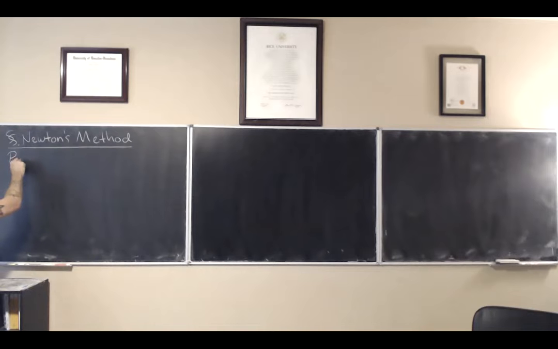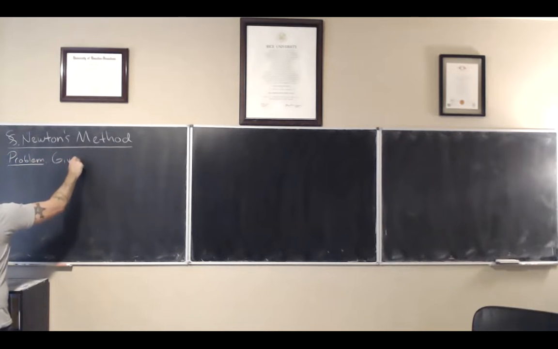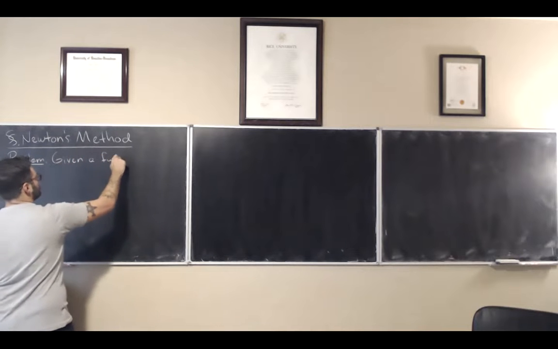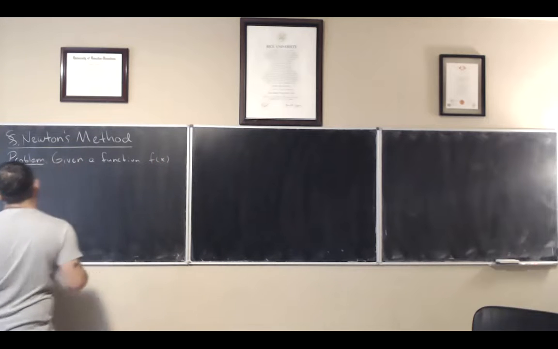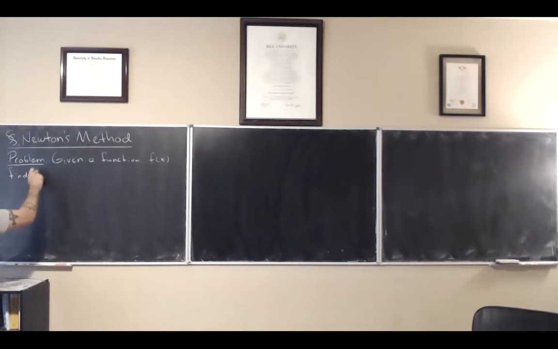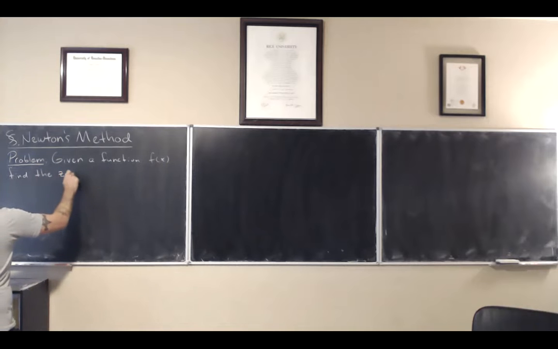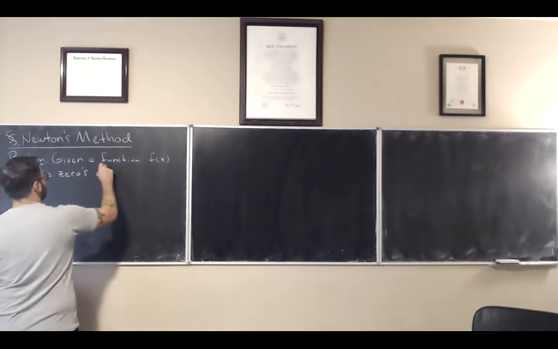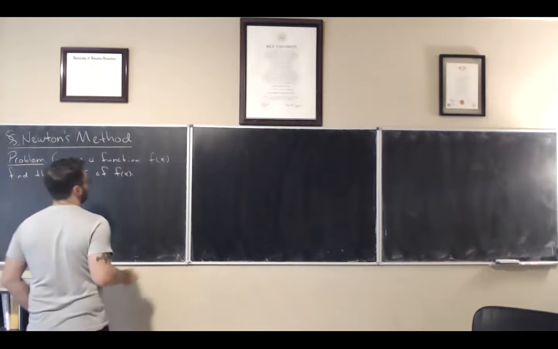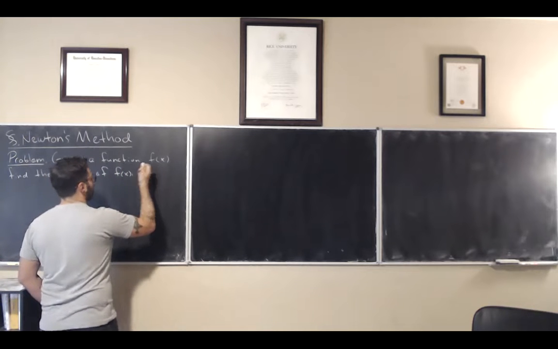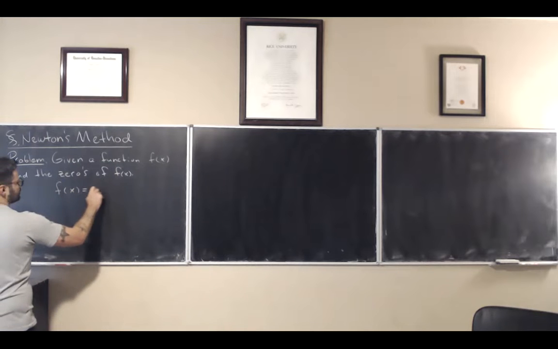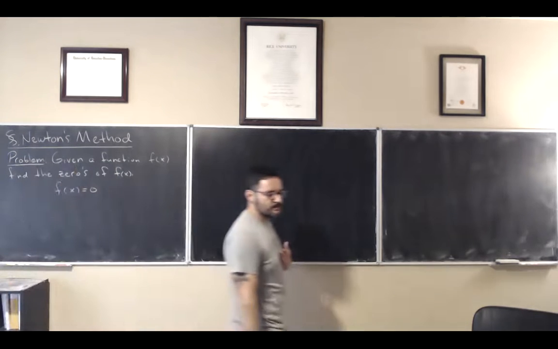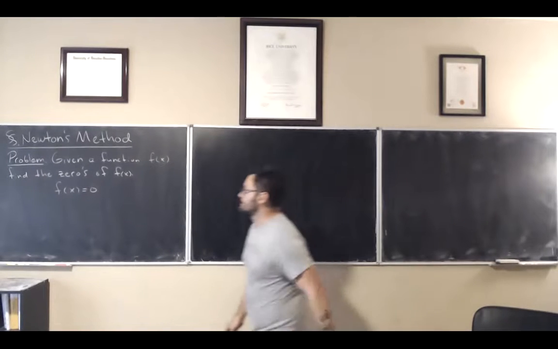What's the problem? Given a function f of x, find the zeros of f of x. We want all the values for x for which that holds. Not all, but we want like one value for where the function is zero.